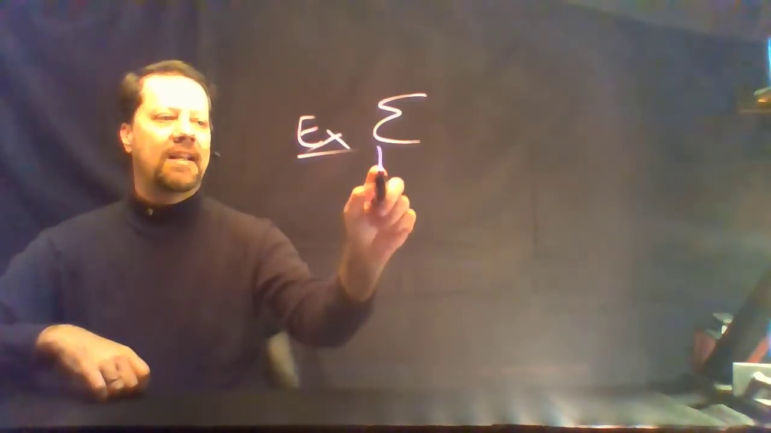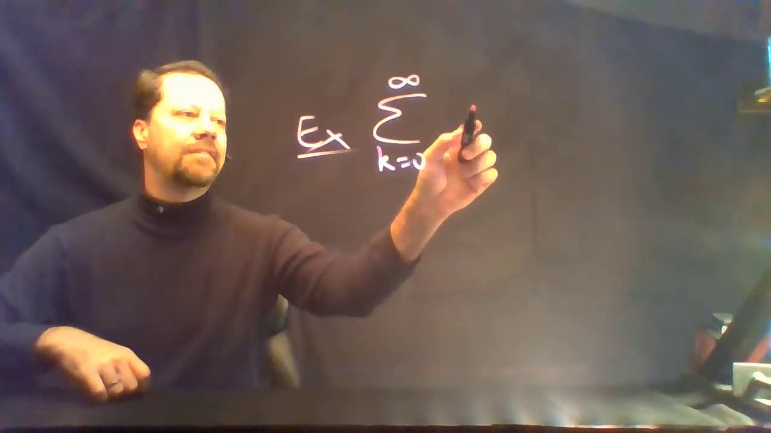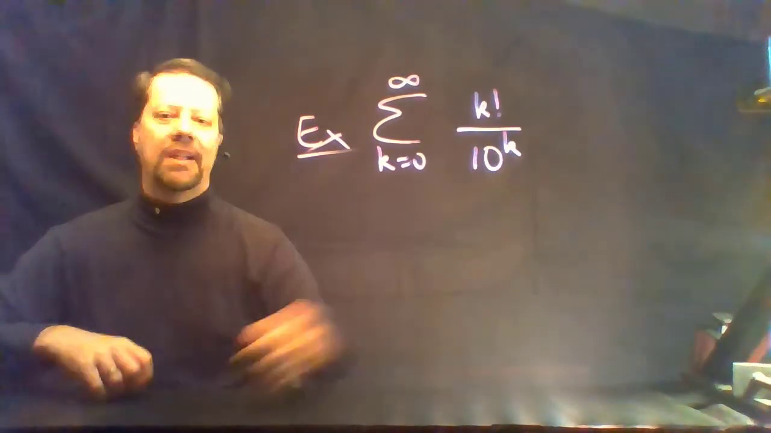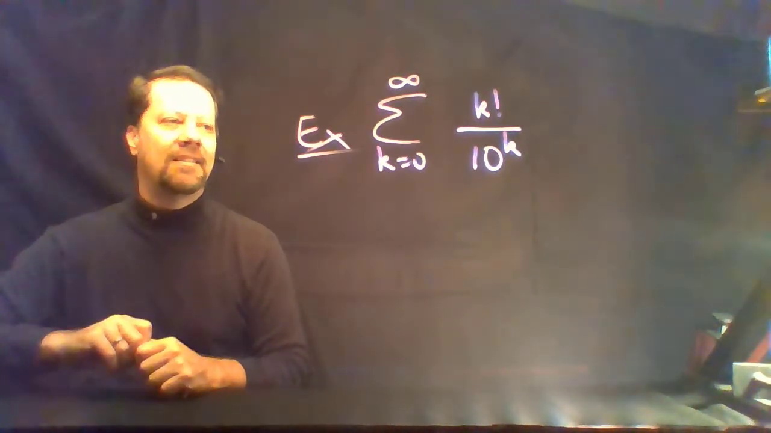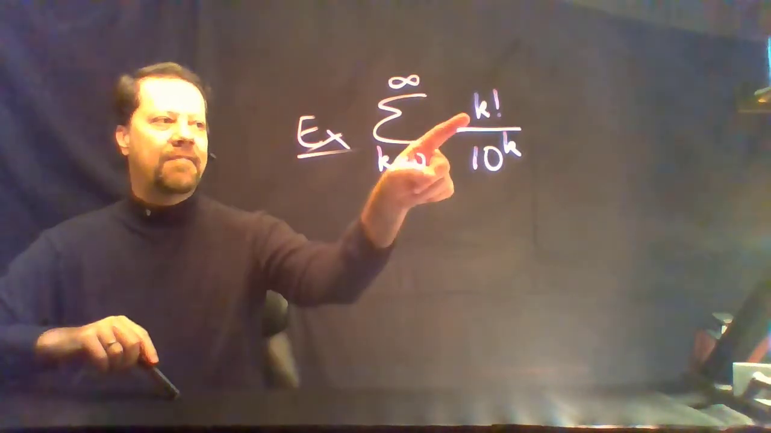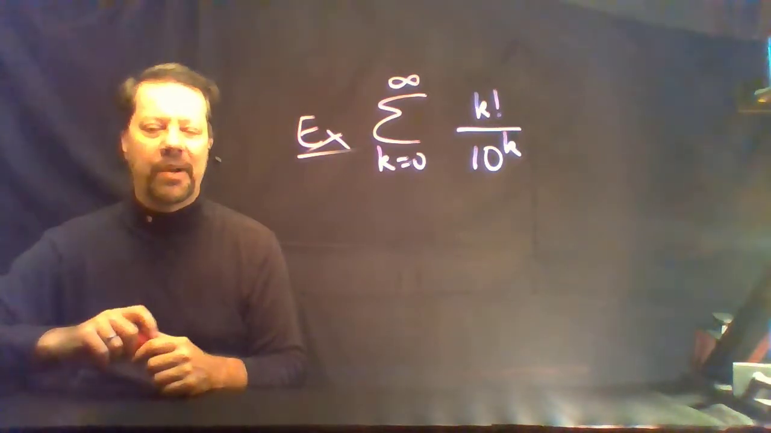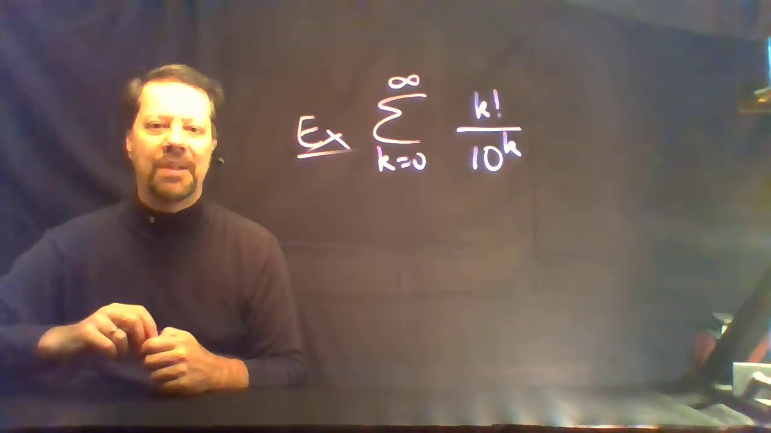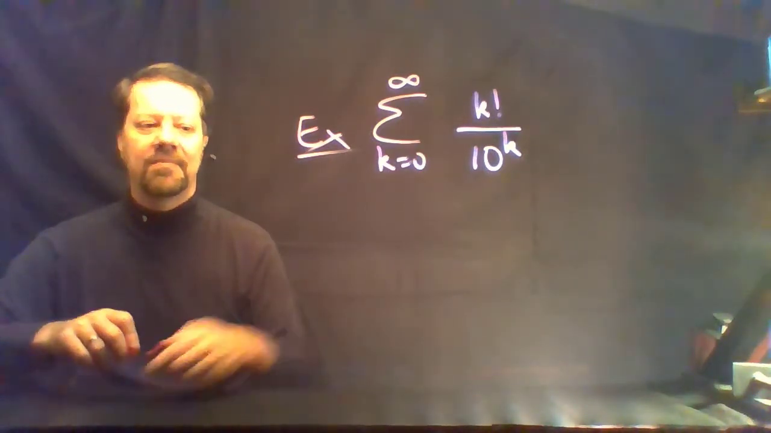Let's look at the sum as k goes from 0 to infinity of k factorial over 10 to the power k. Converge or diverge? If you said factorial growth is greater than exponential growth, and since the factorial growth is in the numerator, this should diverge, you were right. What is the appropriate test? Since we have a factorial, we should use the ratio test.